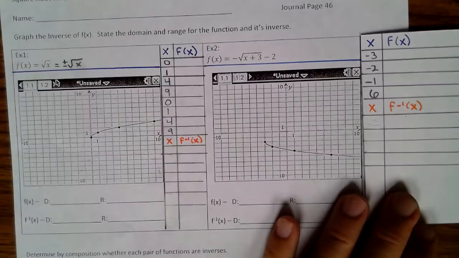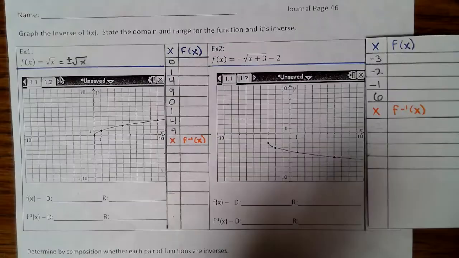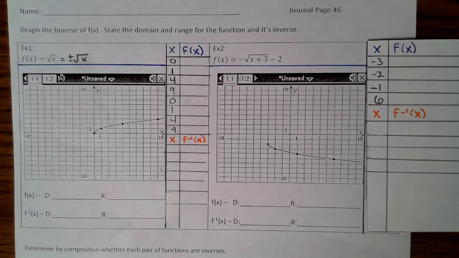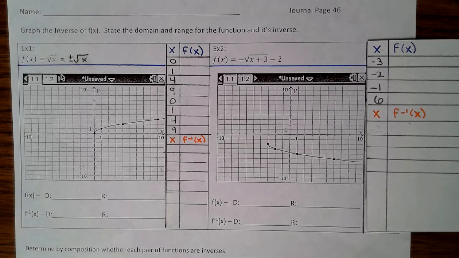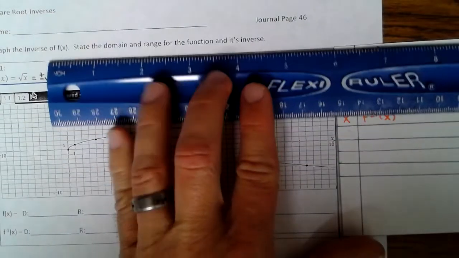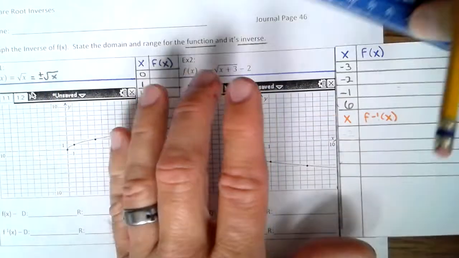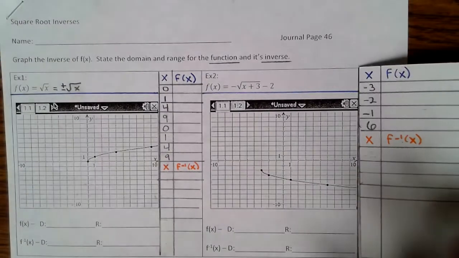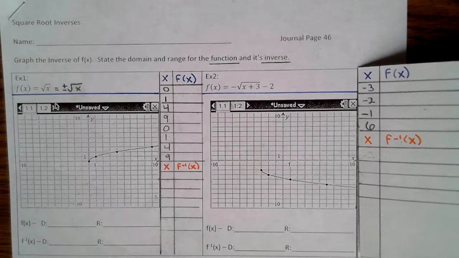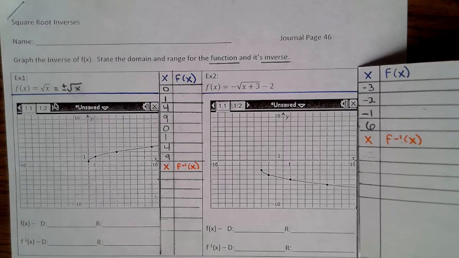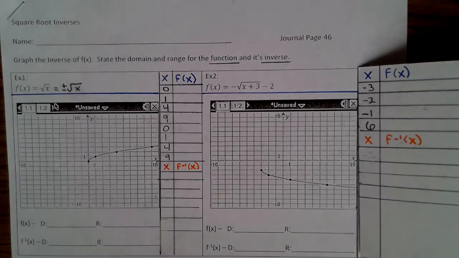Okay. All right, example number 1. Graph the inverse of f of x. State the domain and range for the function and its inverse. Notice that it says function and inverse. Now, the first thing we're going to do is color code the inverses and the functions. I'm going to do the function in blue, the inverse in orange.